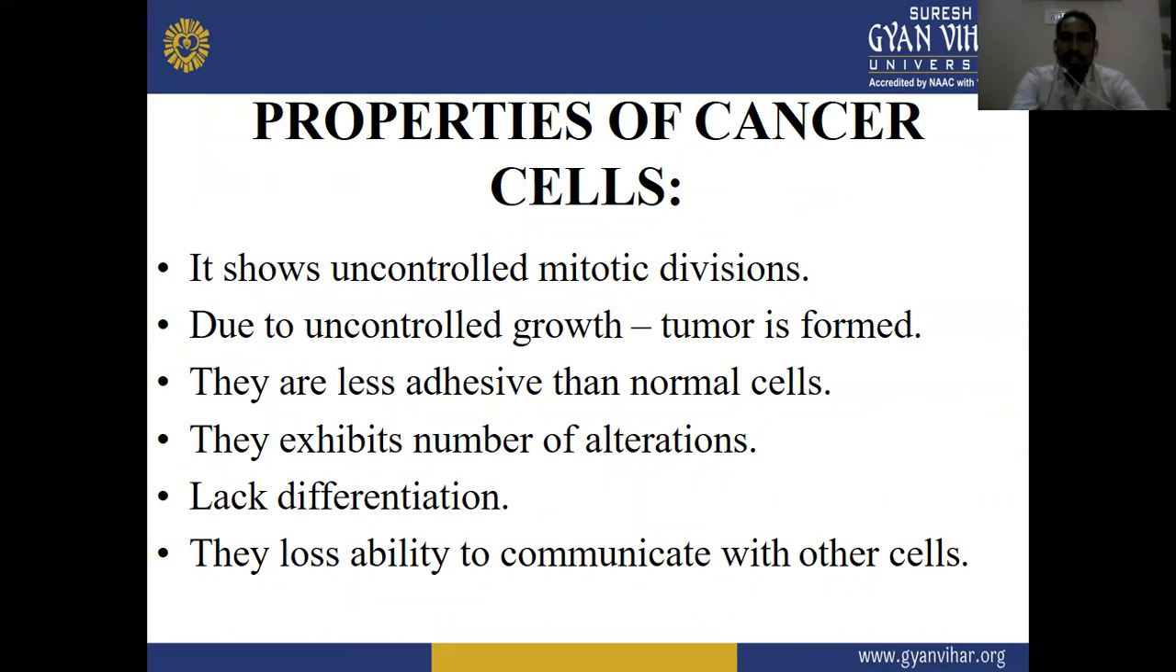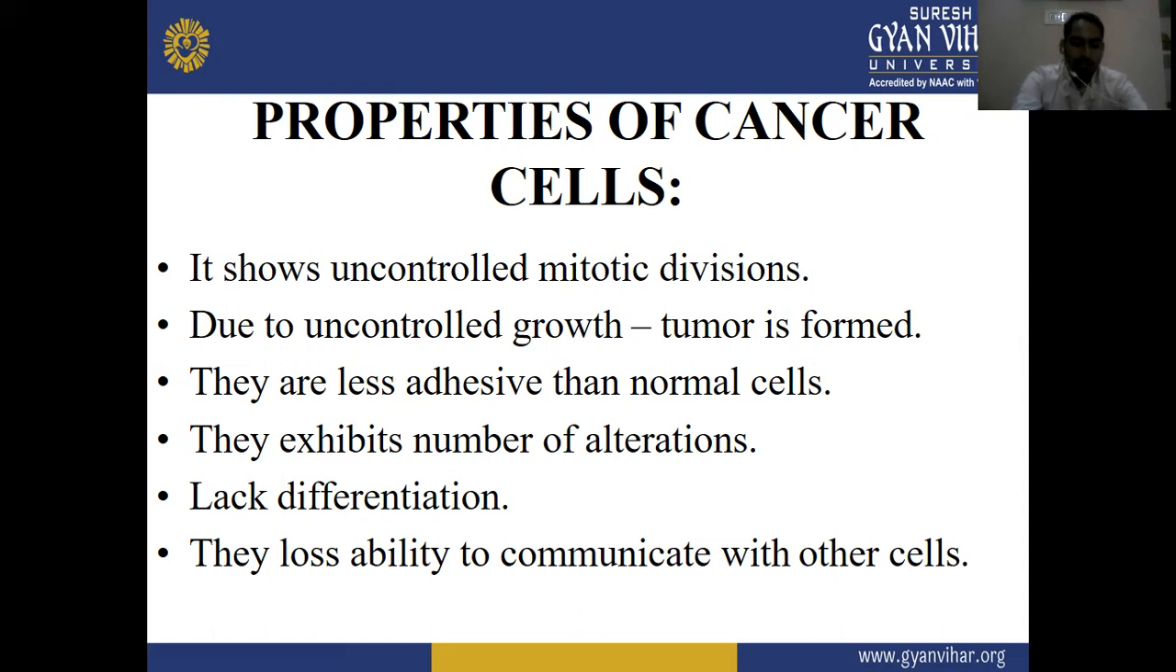Next one is properties of cancer cells. What are the properties of cancer cells? First one, they show uncontrolled mitotic division. Due to uncontrolled growth, a tumor is formed. And they are less adhesive than normal cells. Compared to normal cells, cancer cells are less adhesive.